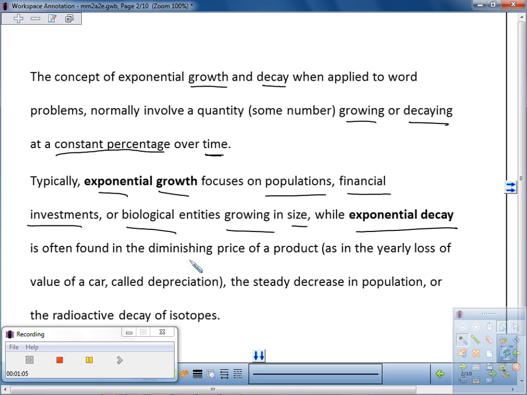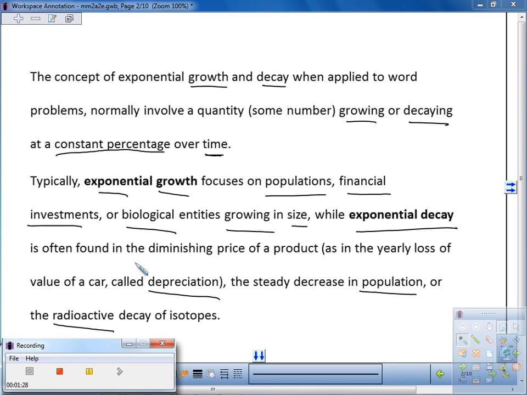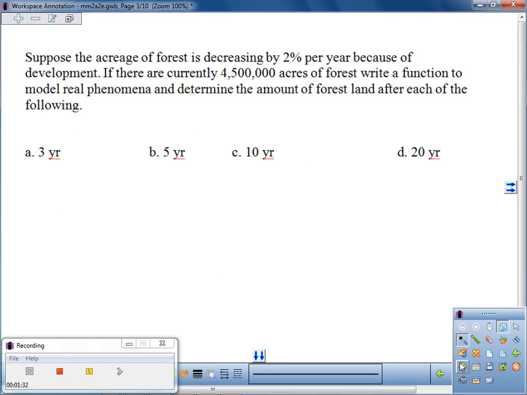This is often found in diminishing price of a product, such as yearly loss of value of a car, which is called depreciation. Okay, so depreciation, steady decrease in population, or radioactive decay of isotopes is common. So these are some common applications for exponential modeling that we can use. Now let's look at an example of where we would use this.